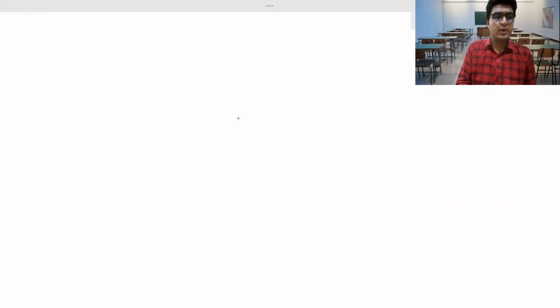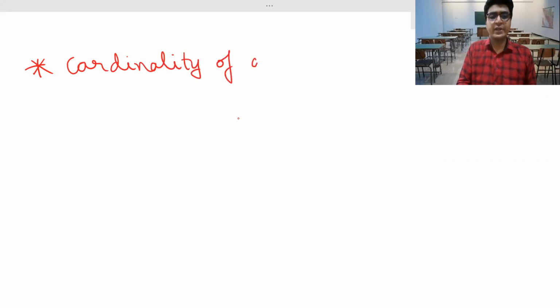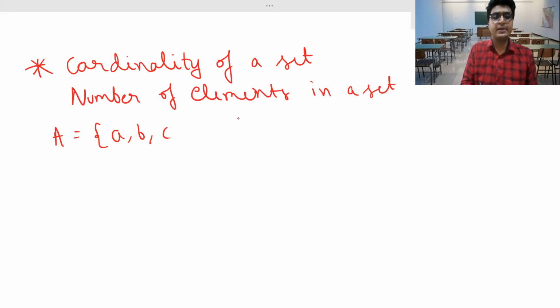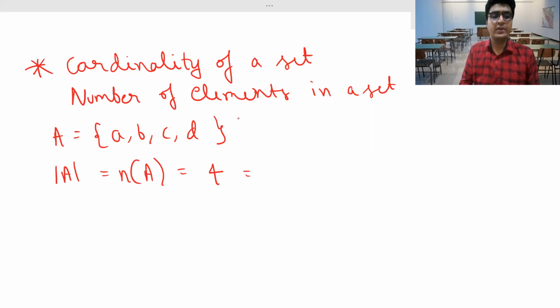Moving on, let's talk about cardinality. Cardinality of a set is basically the number of elements in a set. So if there is a set A which contains a, b, c, and d, then the cardinality of A, or the number of elements in set A, will be equal to 4. Okay, this is the cardinality of A.